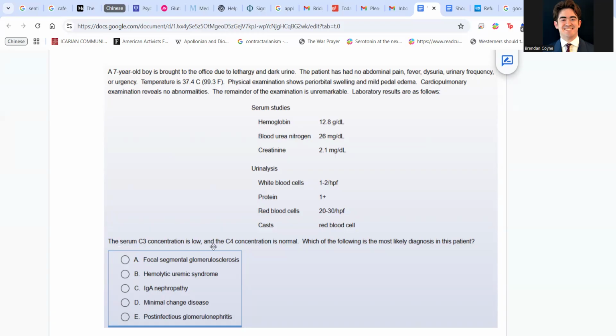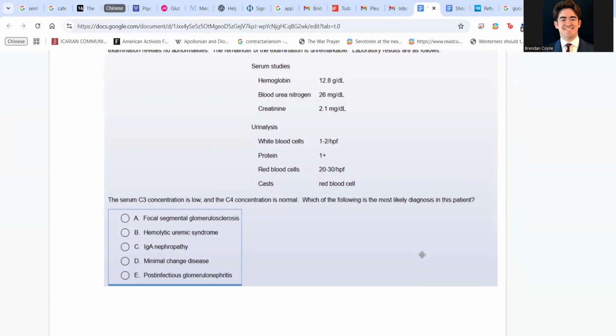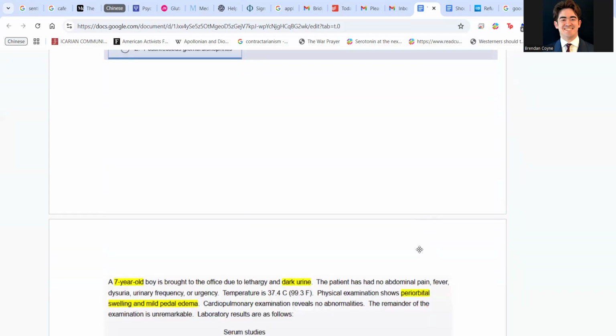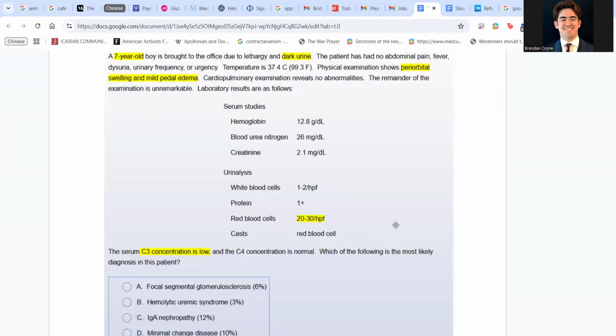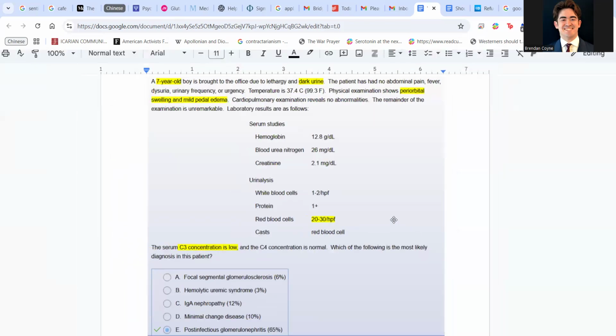Serum C3 is low, C4 is normal. Which of the following is the most likely diagnosis? I'll give you a second, pause it if you need to figure it out before revealing the answer. So the answer here is PSGN.